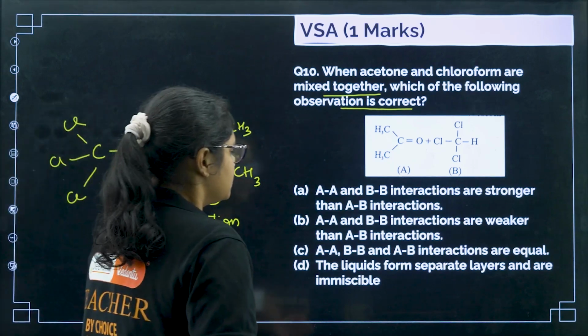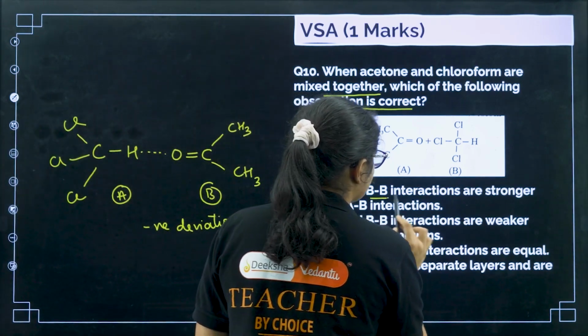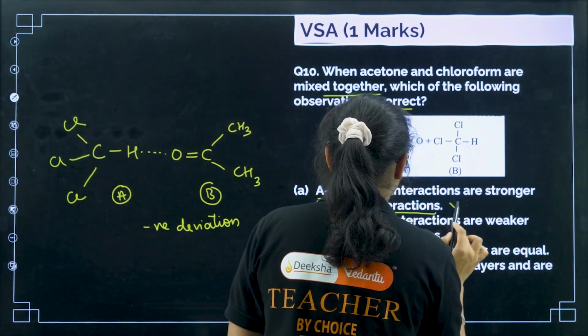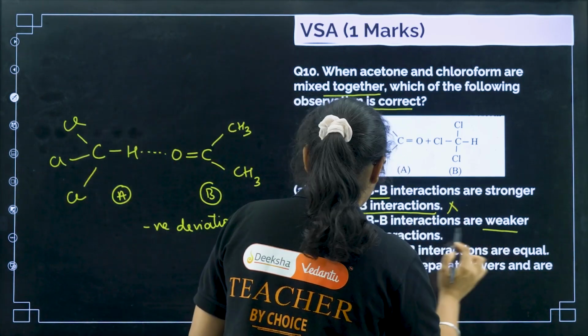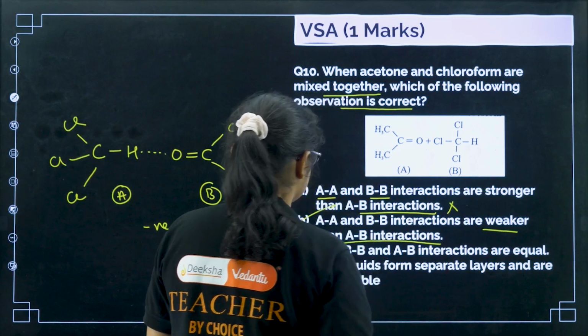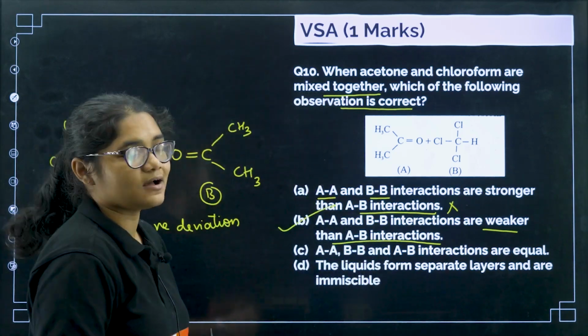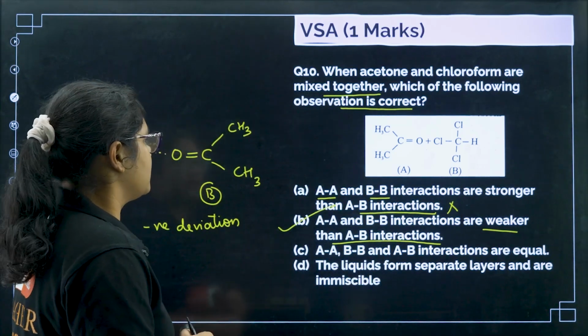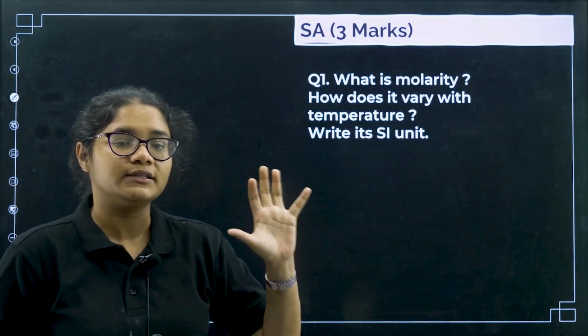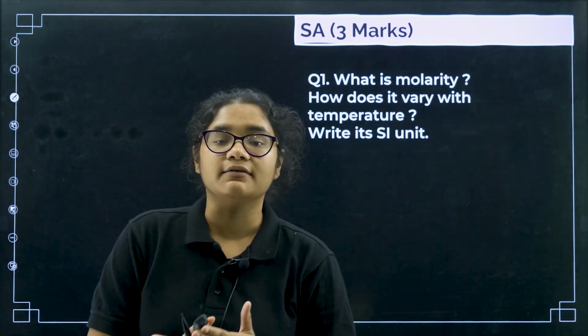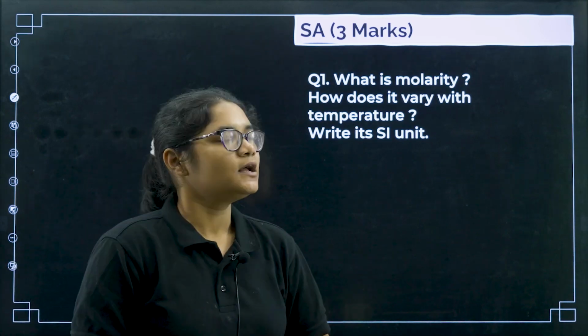Here AA and BB interactions are stronger than AB interactions? No, AB interactions are stronger. AA and BB interactions are weaker than AB interactions. Yes, this is correct. Option number B is the correct answer here. Okay, fine. Now let us move towards the 3-marker questions. I'll be discussing all the theory questions first, then I'll be giving you numerical questions. So let us solve them.